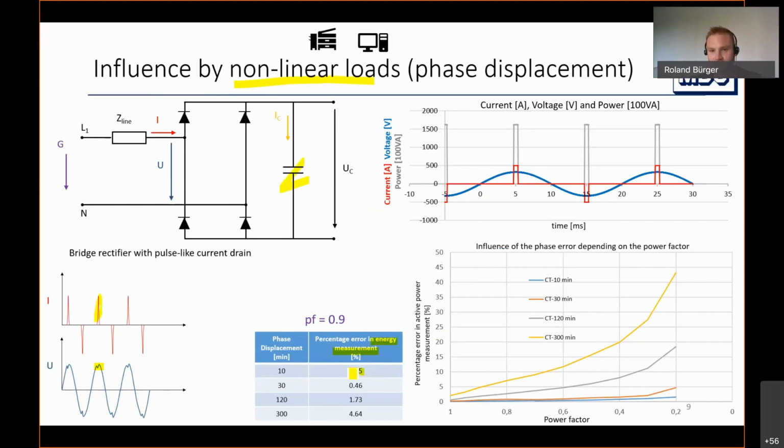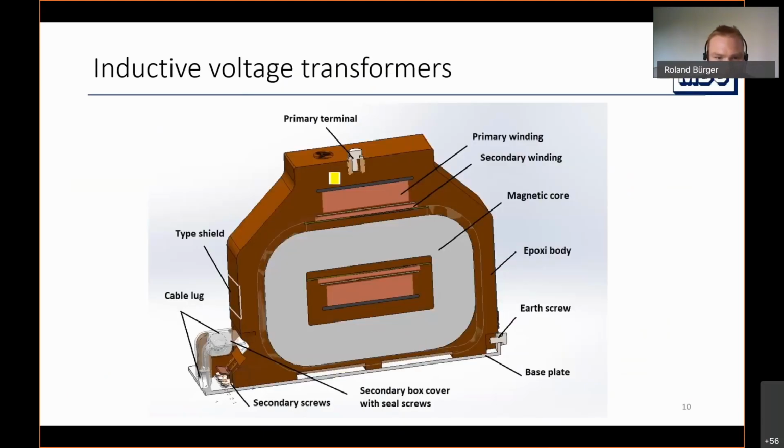So we can state that the amplitude error and the phase displacement should be very low to have accurate measurements. Looking at the inductive voltage transformer, in Germany we are dependent on the PTB, and that means we have to use it. We cannot use sensors or something like that in the medium voltage area. And of course, you can see here the core, as Michael showed you as well.